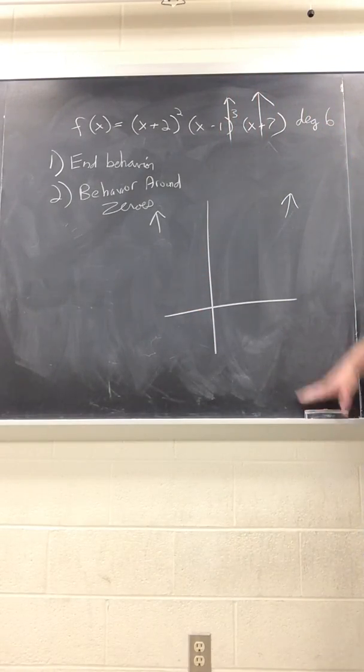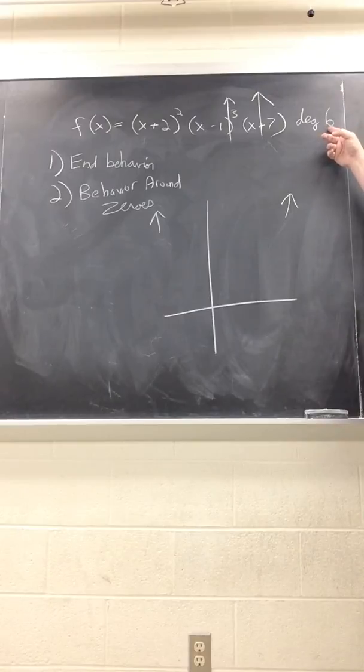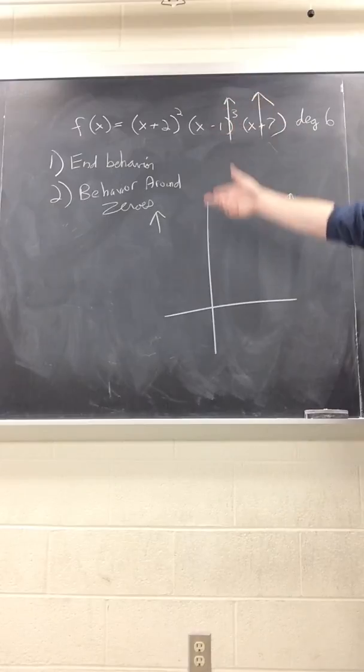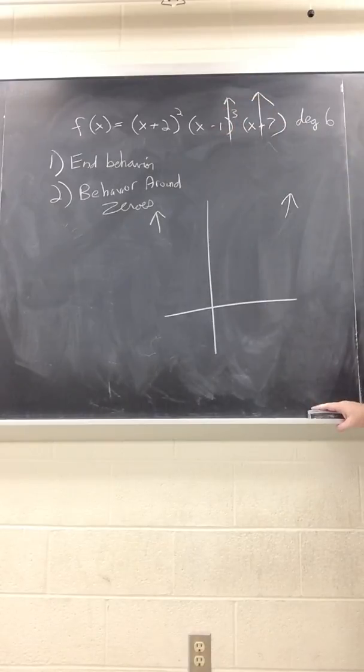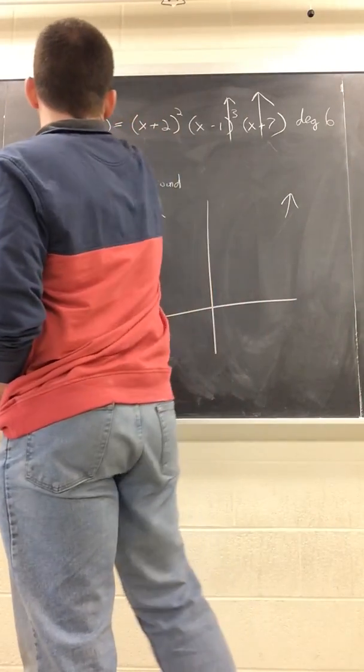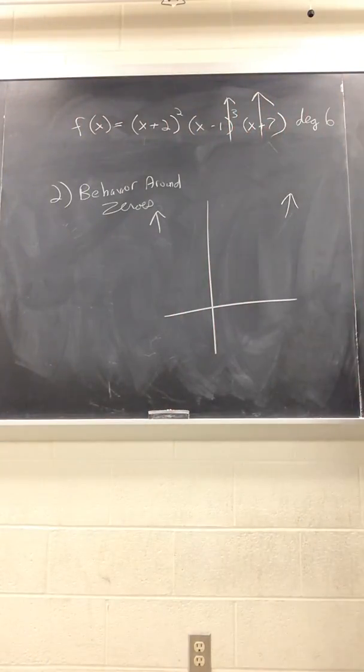Look at the degree of your polynomial. If it's even, make it look like a parabola. If it's odd, make it look like a cubic. And if the leading coefficient is negative, flip the arrows. And that's it. The other thing we care about is behavior around the zeros. And there's a simple trick to this that we're going to use repeatedly, so I'll explain it several different ways.